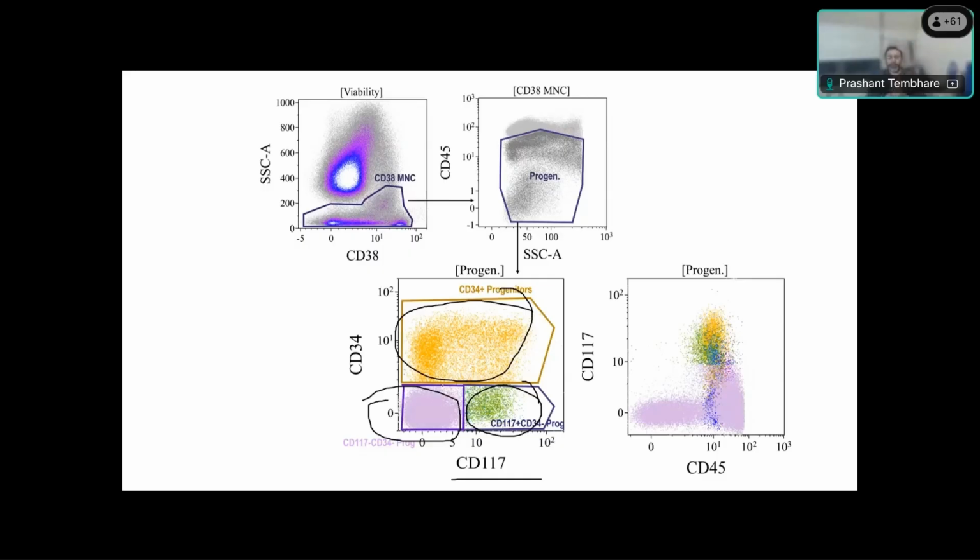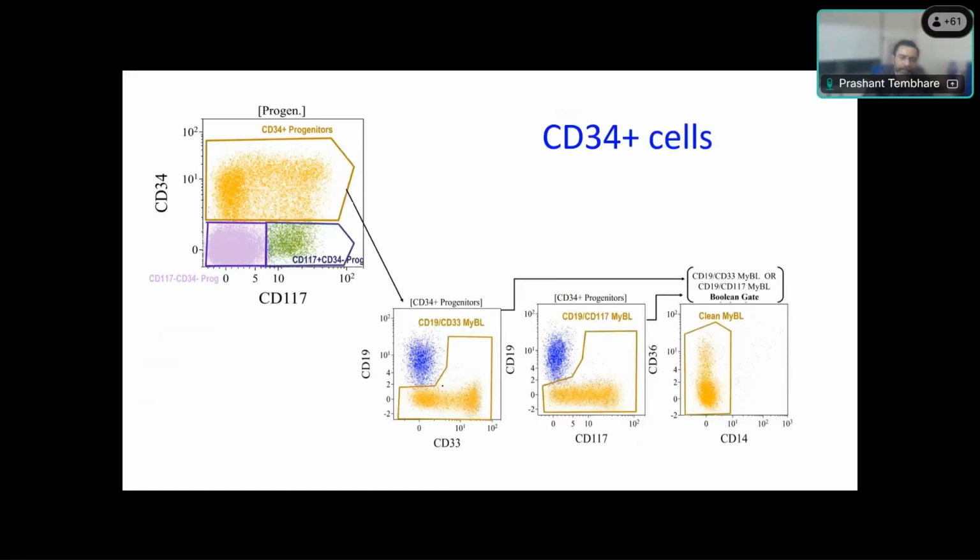So after removing granulocytes and mature lymphocytes, selected progenitor cells are then divided into three compartments: CD34 positive compartment, CD34 negative CD117 positive compartment, and CD34 and CD117 both negative compartment. And then you look at the population.